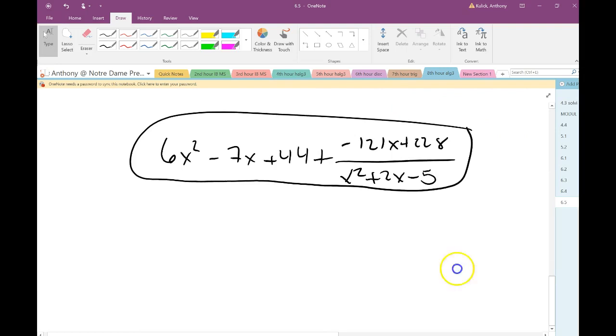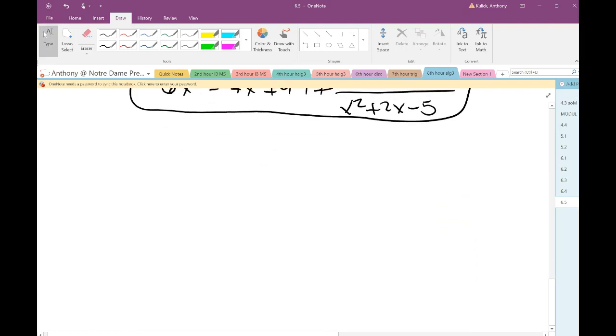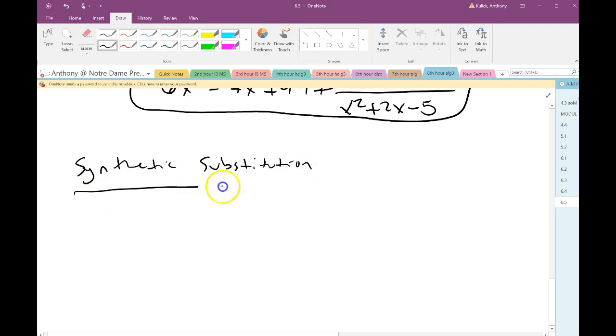And at this point you should be saying, oh, Mr. Kulik, that seems exhausting. Is there possibly an easier way to do this? And yeah, there is. But before we look at that shortcut, I want to look at something called synthetic substitution. And we're going to use this in our shortcut.